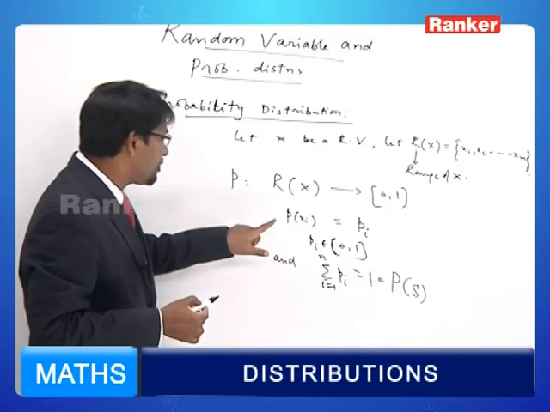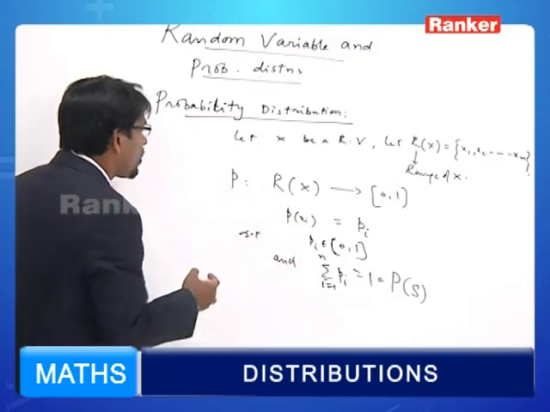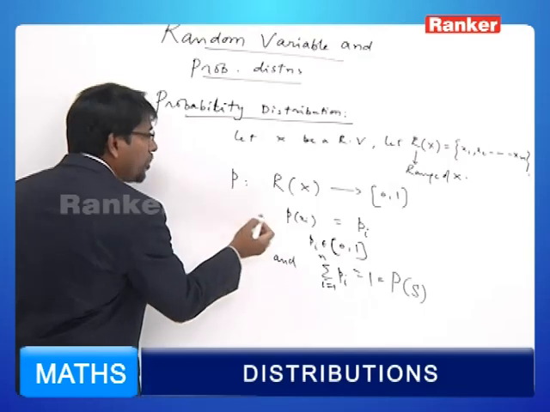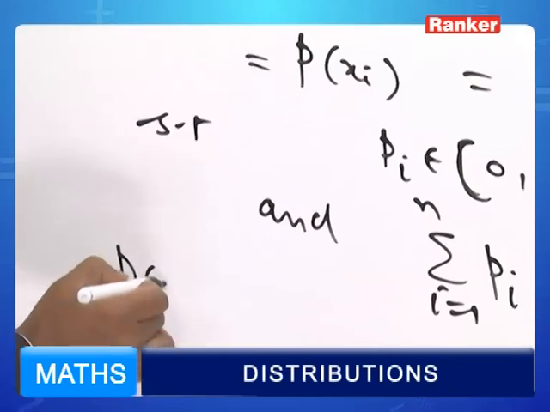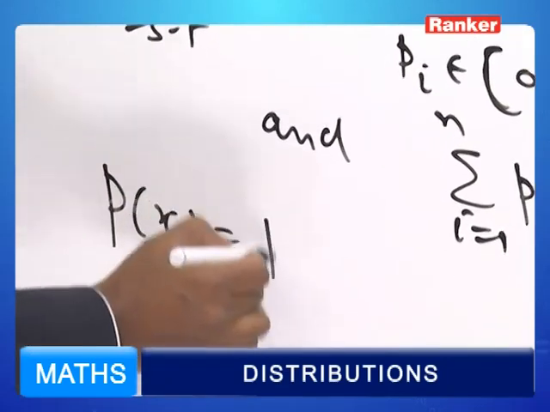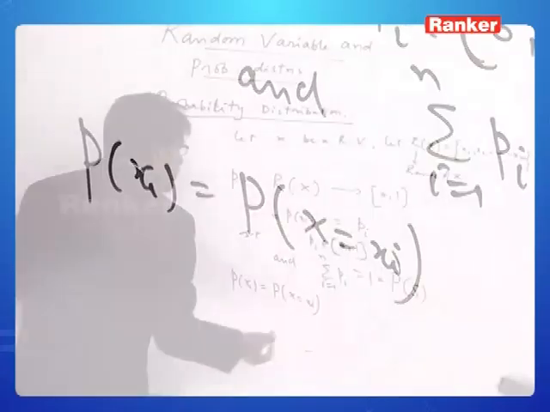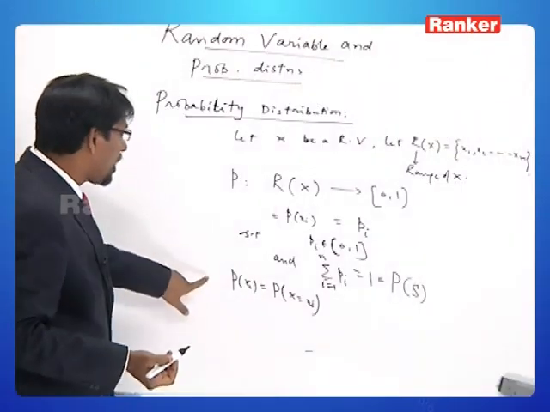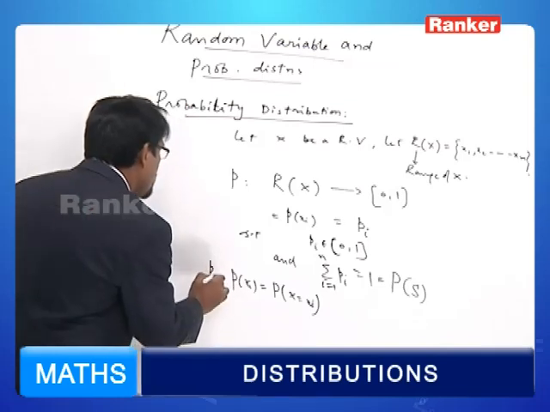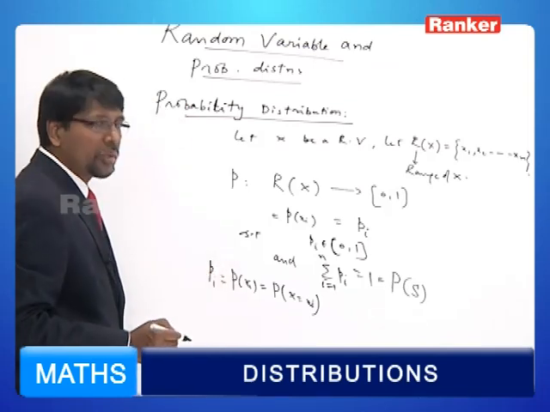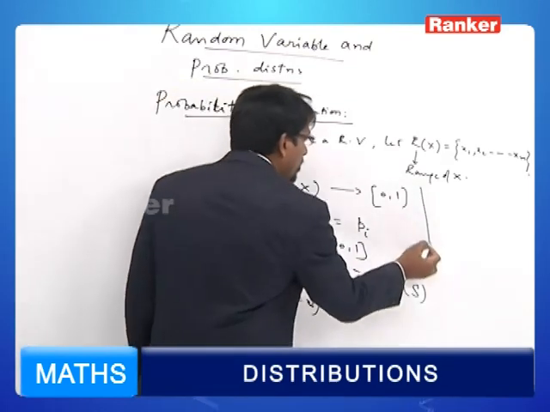What is p1? P of x1. Now this we call a probability distribution. Here, P of xi is actually the probability that the random variable x takes the value xi. So how do I attach this number P of xi or pi? It is the probability that x takes the value xi. Let us illustrate through an example.